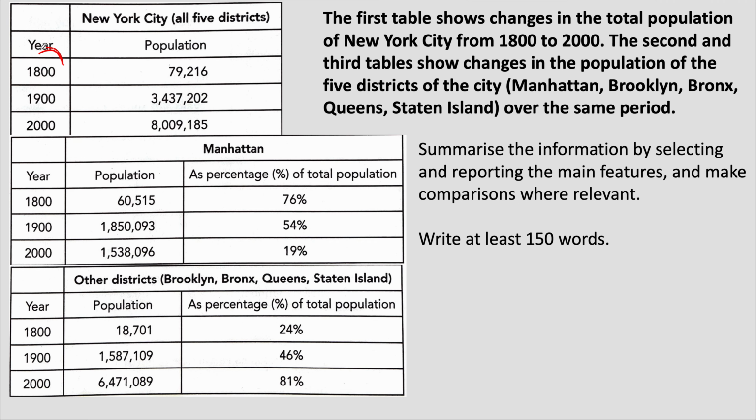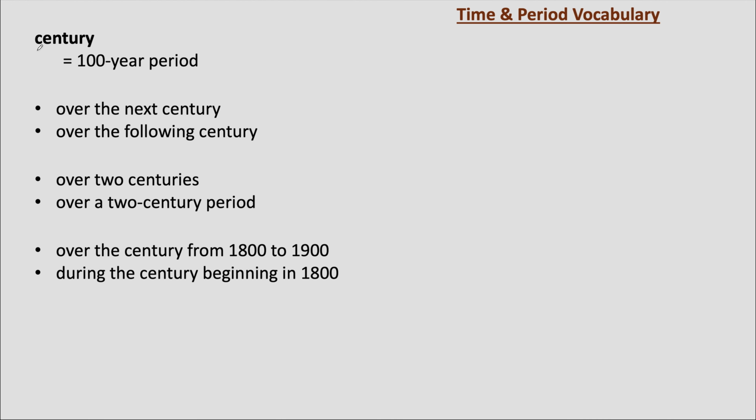In this question, we have 100-year periods. So we can use the word century. There are many different ways to use this word. Some of them are on your screen. You can use them to avoid repetition in your writing. A decade means 10 years. It can be used in the same way as century when the data is shown in 10-year periods.